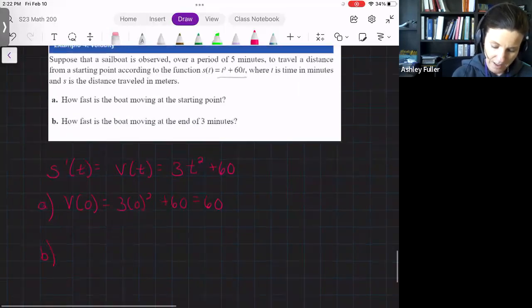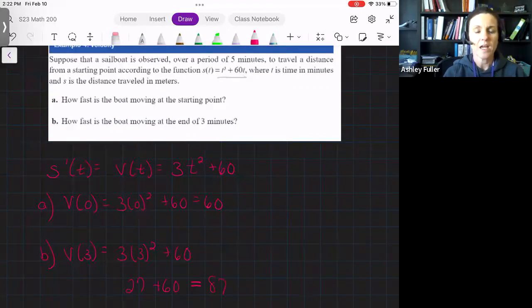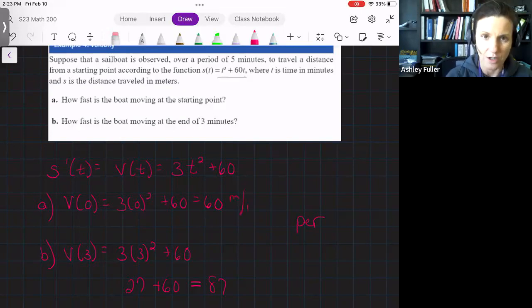Likewise, if we want to find the velocity at 3 minutes, we can plug in 3 to our velocity equation. We're going to have 3 times 3 squared plus 60, which gives us 27 plus 60, or 87. And note, in all of these, the derivatives are giving us a value per something. In this case, it's giving us a value of meters per minute in both cases.